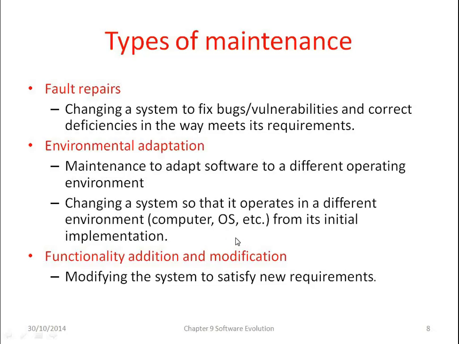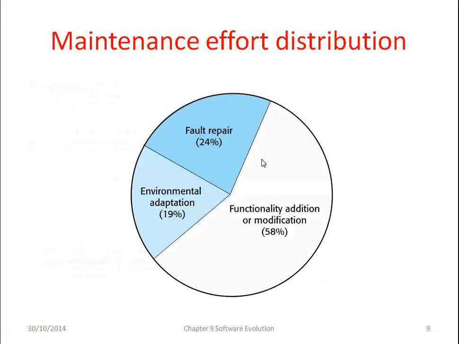From its initial implementation. And functionality addition and modification, modifying the system to satisfy new requirements. So with all these changes, the main goal is to satisfy the new requirement or to satisfy the customer. And this is the maintenance cost distribution. Functionality addition or modification requires 58%, environmental adaptation 19%, and fault repair 24%. These are the three types of maintenance.